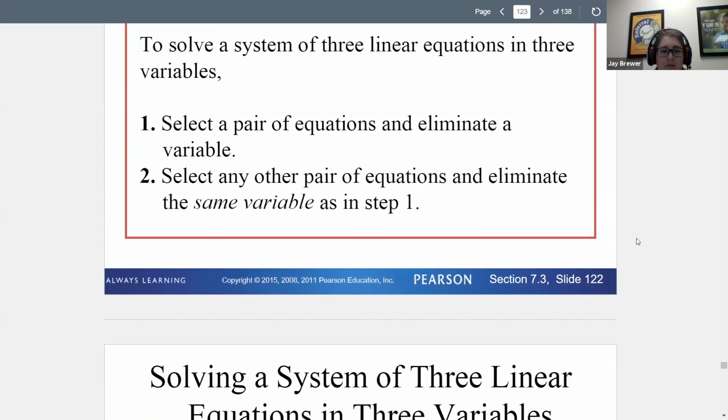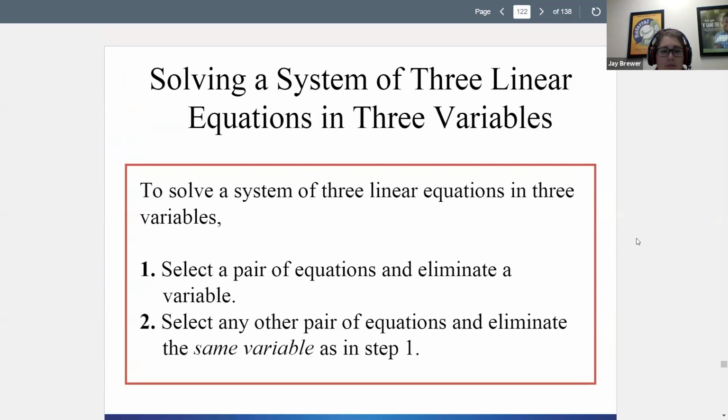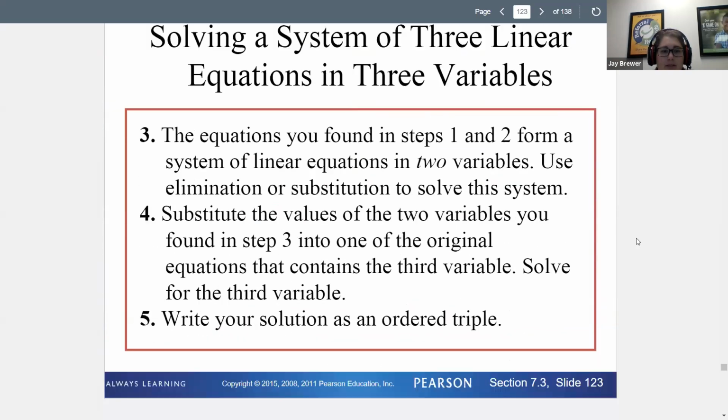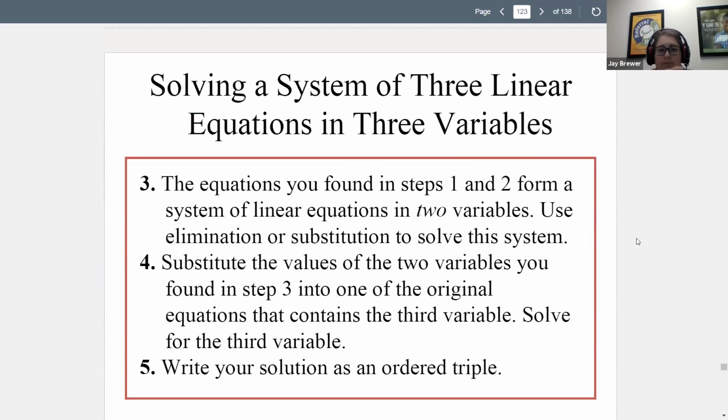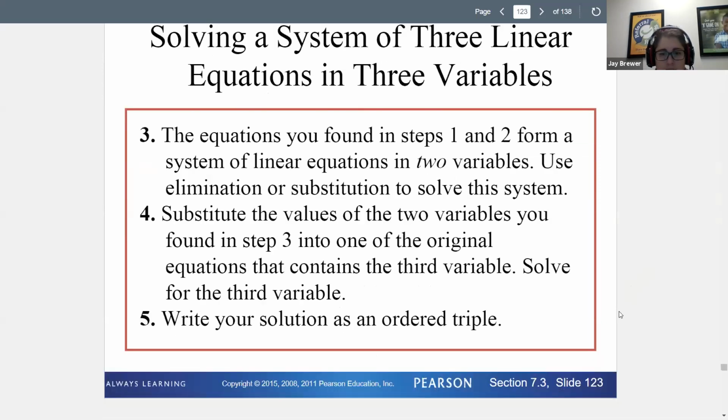Okay, I guess I'll pause it there. And then the equations you found in steps 1 and 2 now form a normal 2 variable system. Use elimination or substitution to solve the system. You plug them all back in, you write your ordered triple. I guess this is where the ordered triple is coming into play for your exam. But like I said, really, I would prefer you to come up with some of those questions.